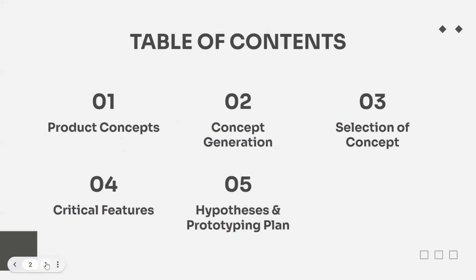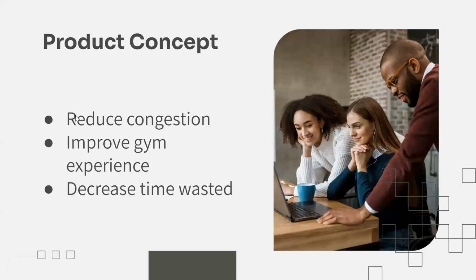Jumping right into our table of contents, first we're going to be talking about our product concept, and then our concept generation, as well as our selection of concepts, critical features, and our hypotheses and prototype. For our product concept, our goals are to reduce congestion at the gym, improve the gym experience, and decrease time wasted.